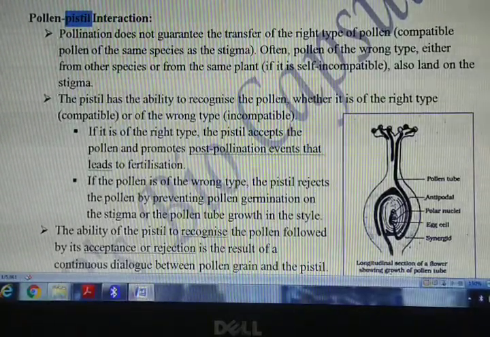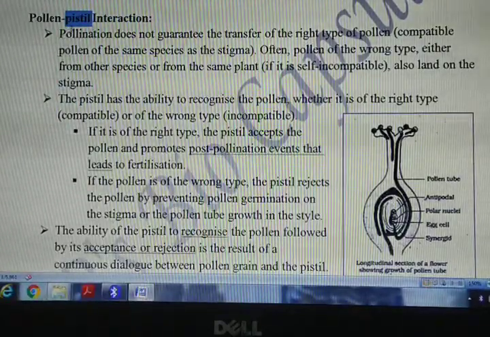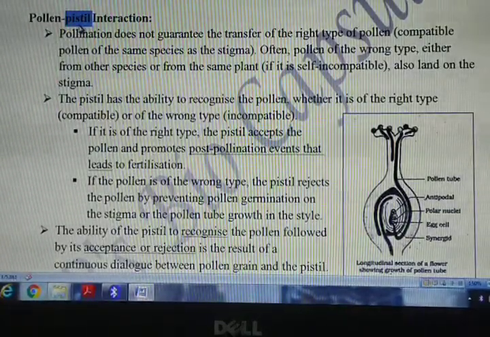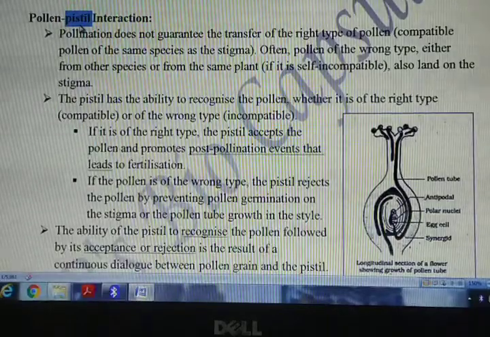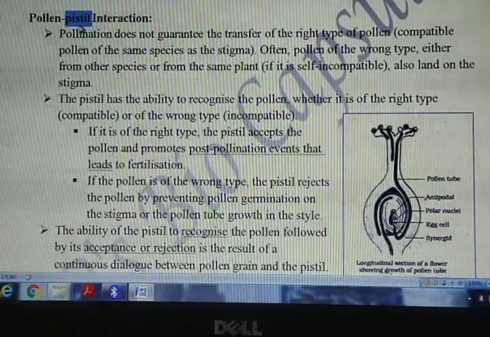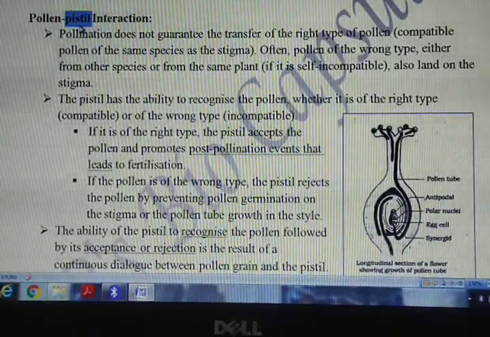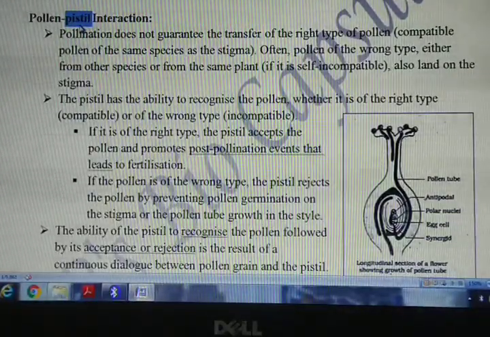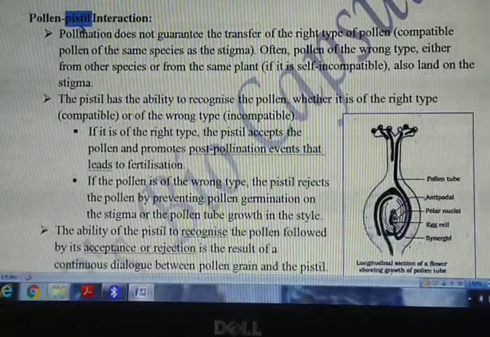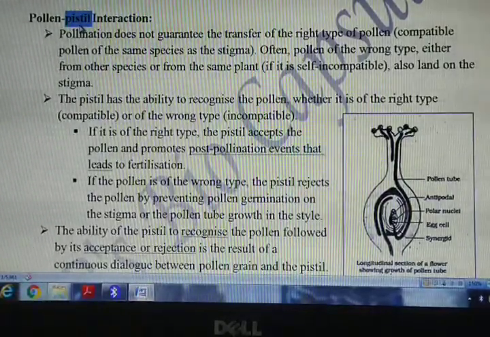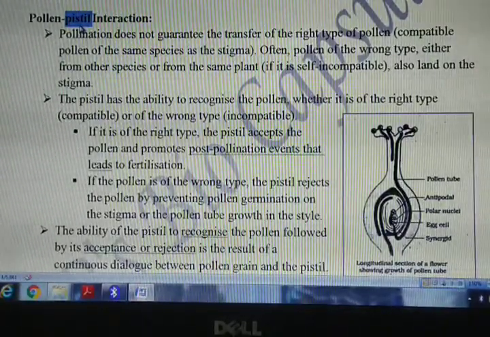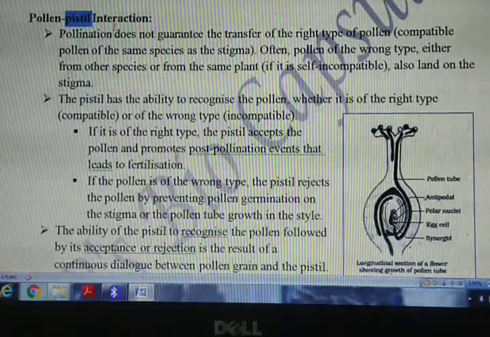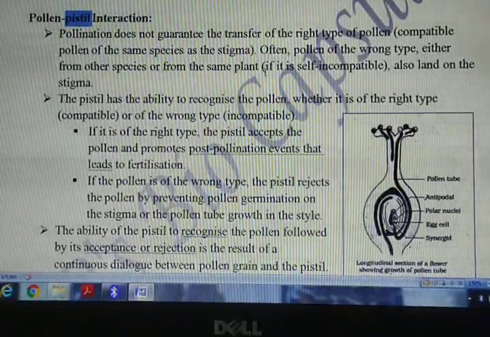Now over here we are talking about the pollen. When it reaches onto the stigma of the pistil, both of them have to exchange some kind of dialogue so that it can be decided whether the pollen grain can germinate and take part in fertilization or not. That will be decided by what we call over here as pollen pistil interaction.